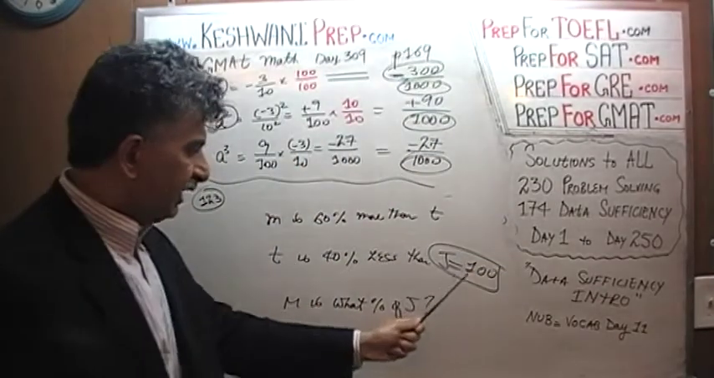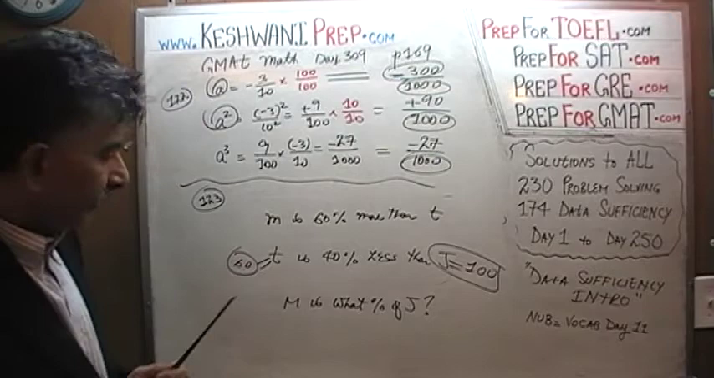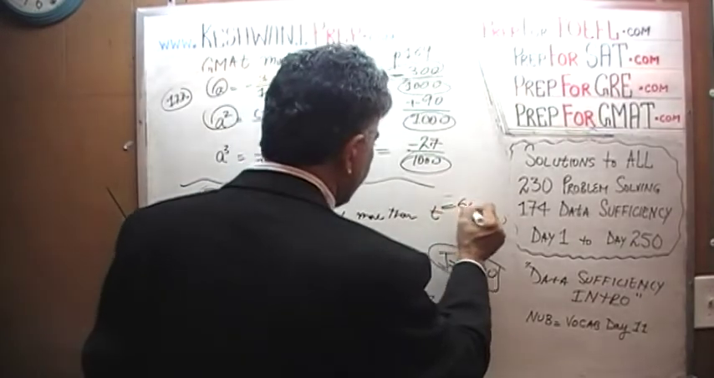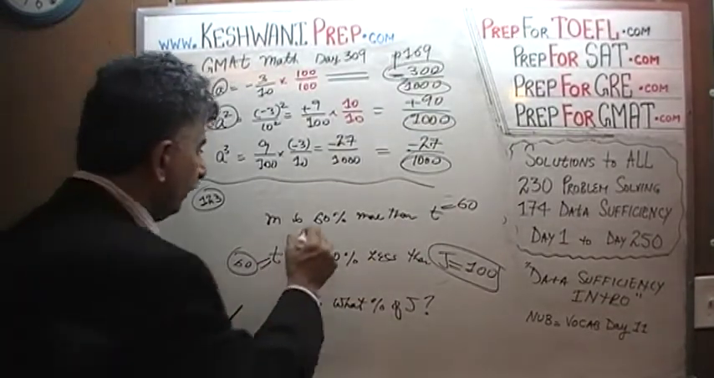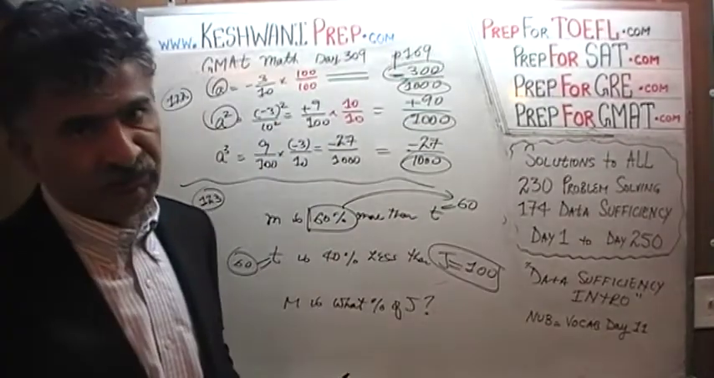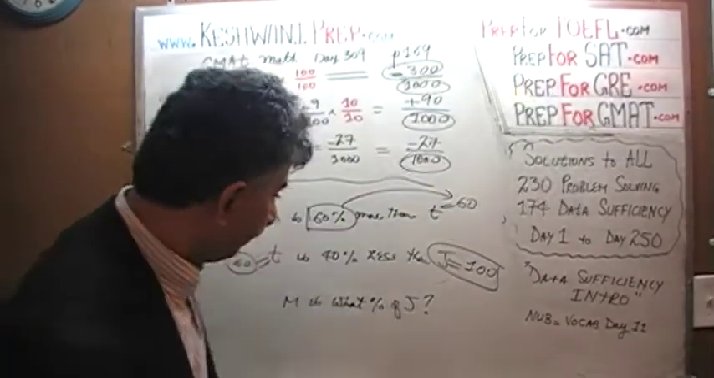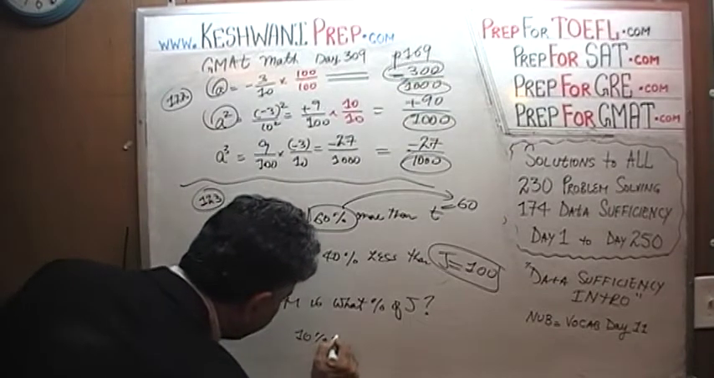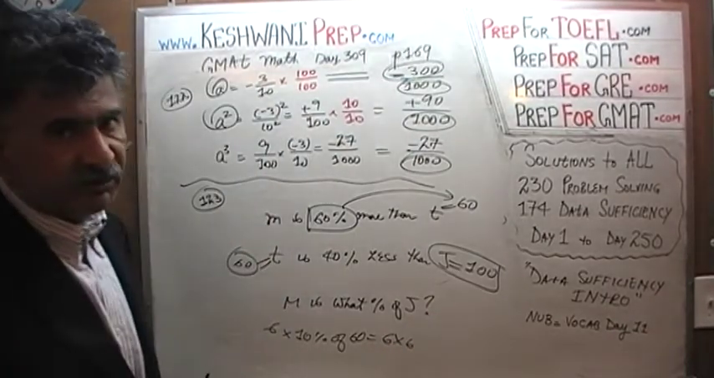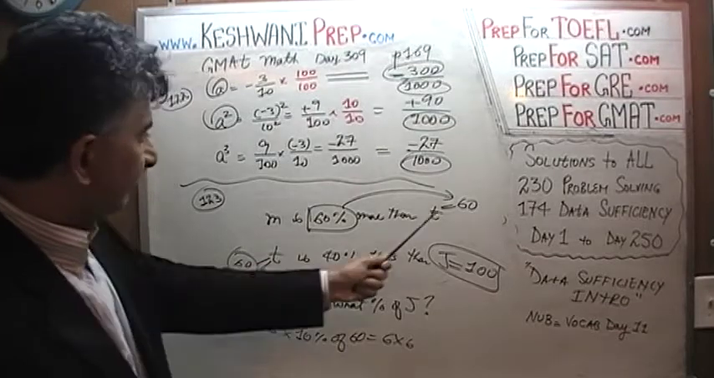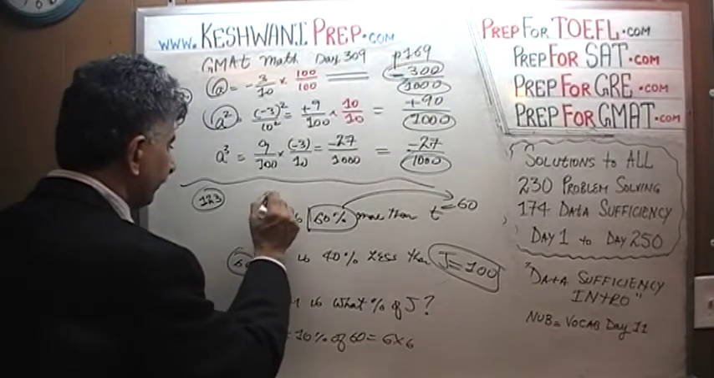So if J is 100, T, we are told, is 40% less than J. So T must be 60. Once we have T, it goes on here. M, we are told, is 60% more than 60. So now we have to figure out 60% of 60. That should not be that difficult. It's just 6 times 6. We know 10% of 60 is 6. Well, then 60% must be 6 times as much. So 60% of 60 is 36. 36 plus 60, because it's 60% more. So M is 96. That's it, we are done.